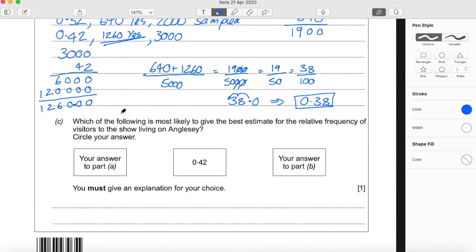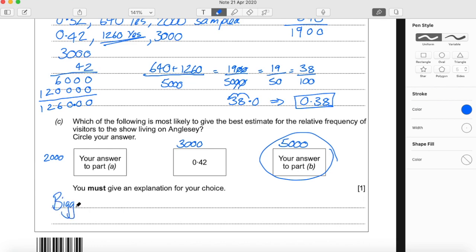Part C, which of the following is most likely to give the best estimate for the relative frequency of visitors to the show living on Anglesey? Circle your answer. Well, part A, the sample size there was only 2,000. 0.42 was the sample size of 3,000. But our answer to part B used a sample size of 5,000, which is the biggest sample size out of the lot. So there's our answer, and there's our explanation also.